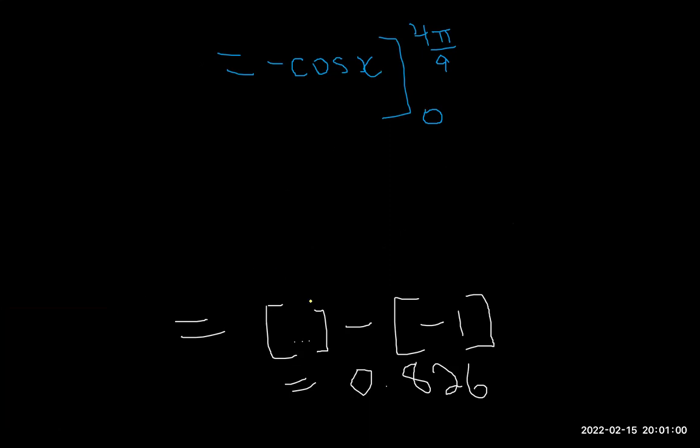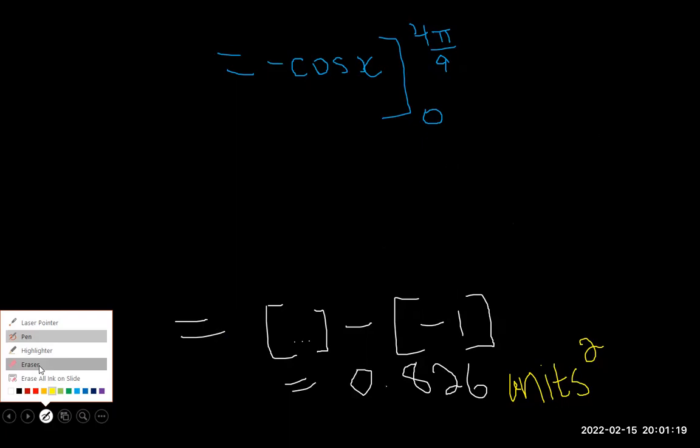Okay, so remember to read the instructions. So this is the area, unit squared, right? This is the area for the curve y is equal to sine x bounded by the line 4 pi on 9, right? So we found the one for the sine. Now we need to find the one for cos.